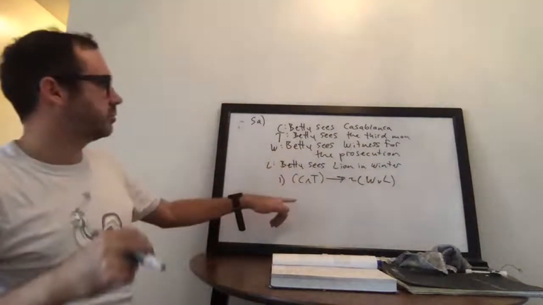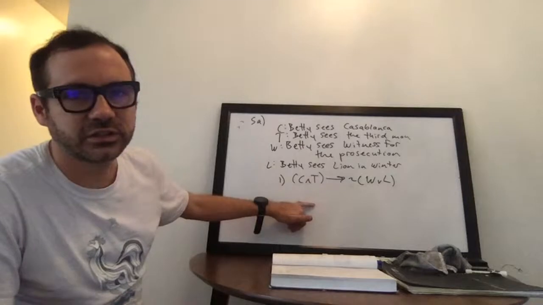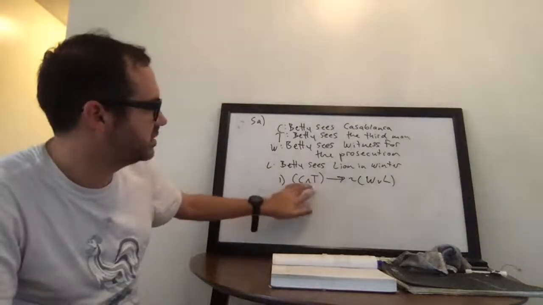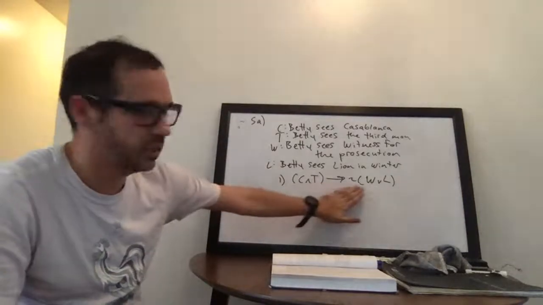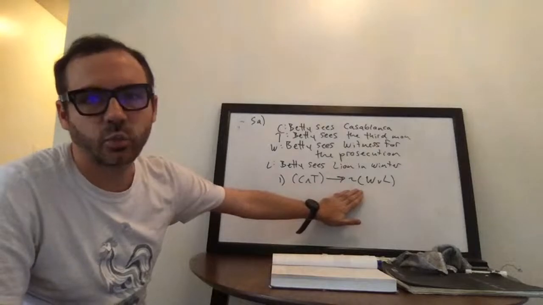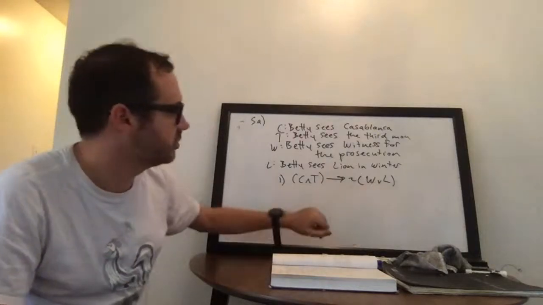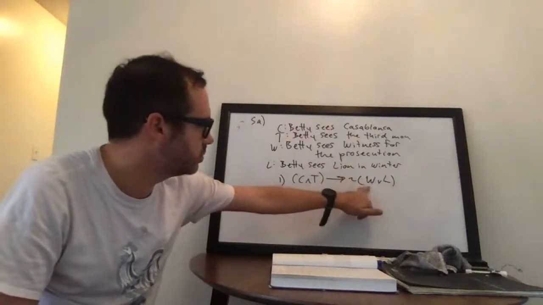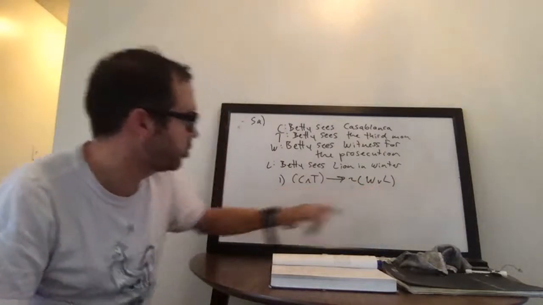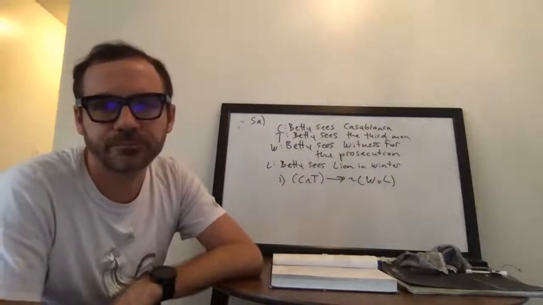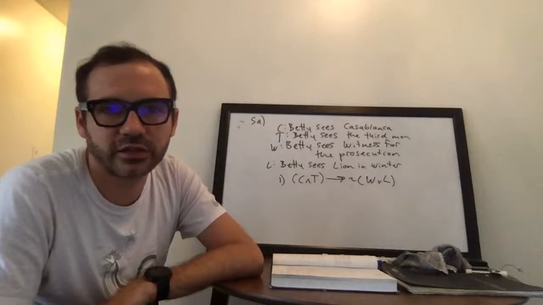And that's exactly correct. It says here, if she sees Casablanca and The Third Man, if she sees both, then in that case, she will not see either of these two. So neither, not either, Witness for the Prosecution or Lion in Winter. Okay, good. So let's go on to that next premise.